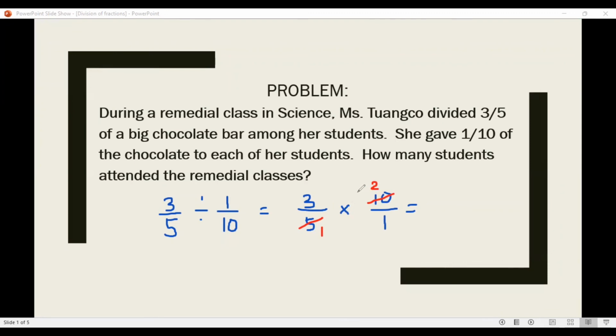So therefore, the answer to this problem is 2 times 3 is equal to 6 over 1, which is simply equal to 6. So there are 6 students who shared the 3/5 chocolate, and each of them gets 1/10 of the chocolate. Okay, that is how you solve our problems using division of fractions.